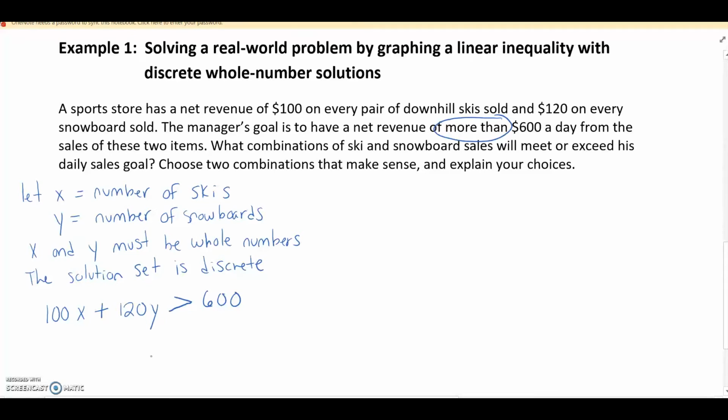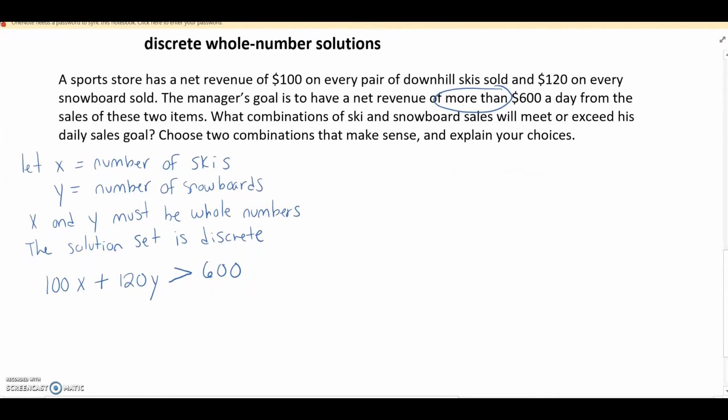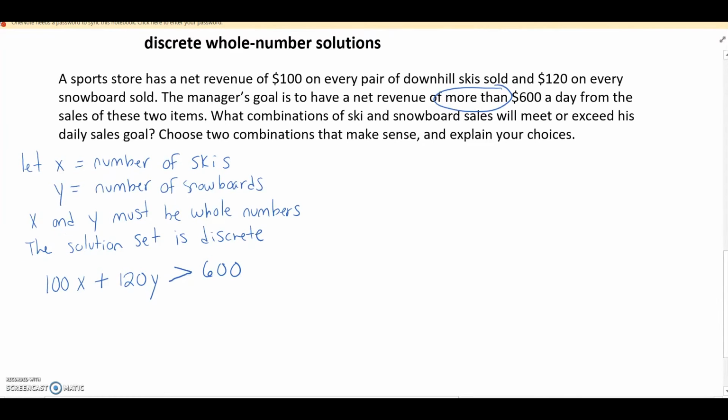Now, in order to graph this in my calculator, I need to rearrange and isolate y. So if I subtract 100x from both sides, I get 120y is greater than negative 100x plus 600. Divide through by 120.